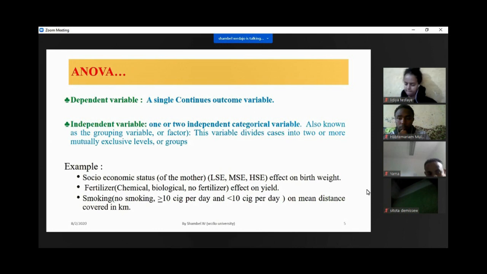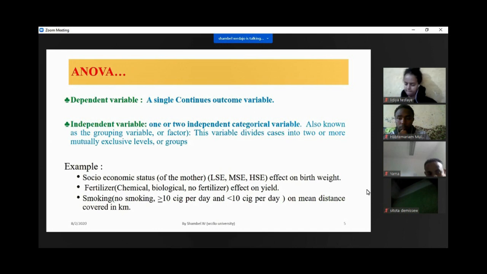And the independent variables are the variables which allow us to categorize the individuals into certain categories. When you say grouping variable, we are saying independent variable. When you say factor, we are talking about the independent variable. When you say treatment group, we are saying independent variable. So the independent variables are variables which divide the cases into 2 or more mutually exclusive groups.